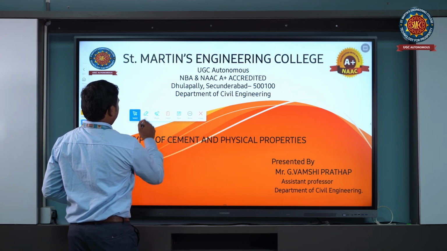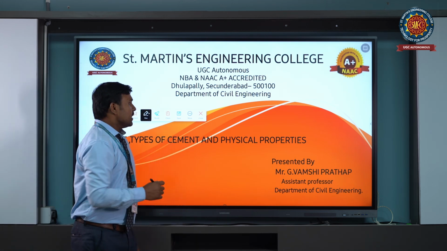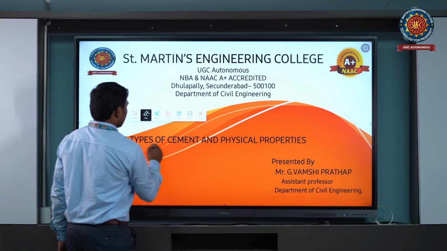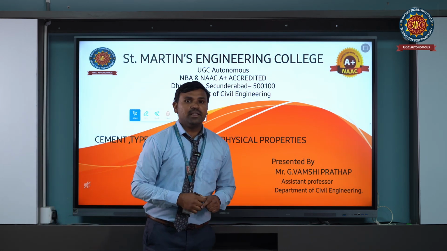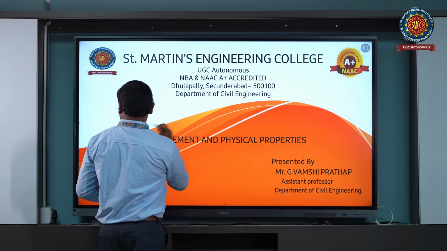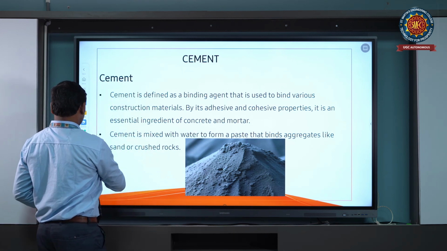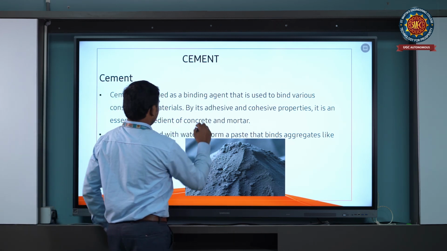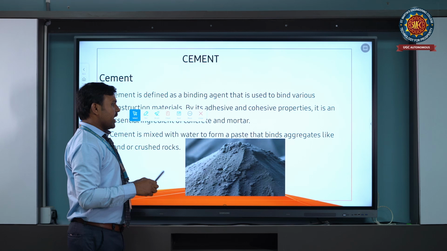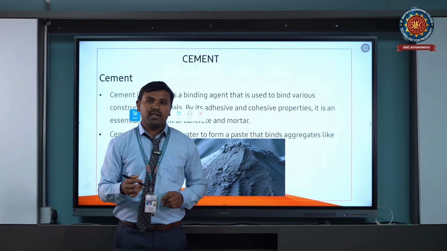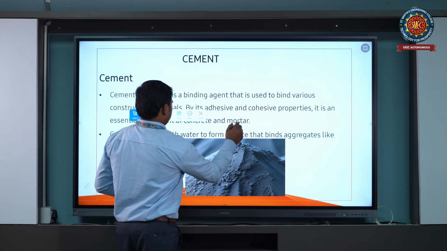Concrete is one part of cement, one part of coarse aggregate, and one part of sand. Cement is mixed with water to form a carbonation reaction which binds the aggregates like rocks and fine aggregates. This is the picture of cement.